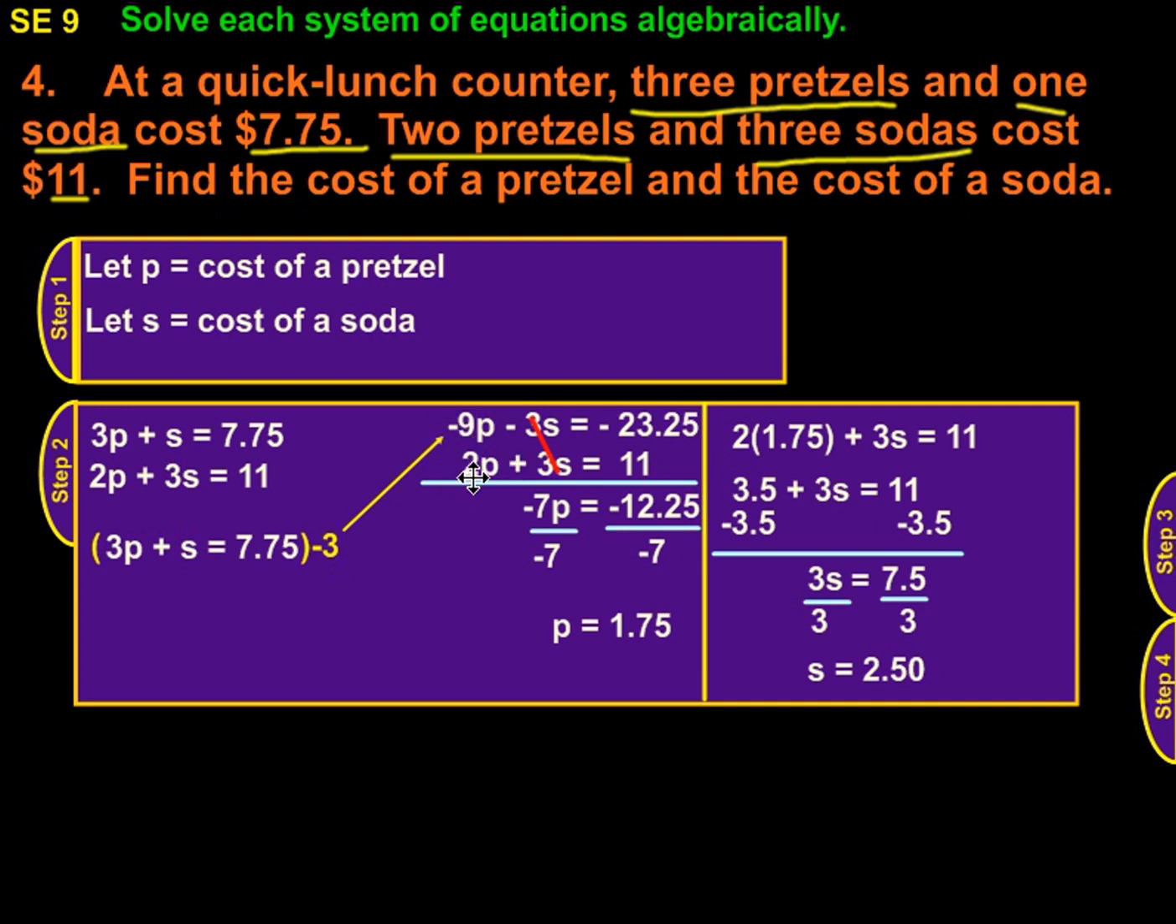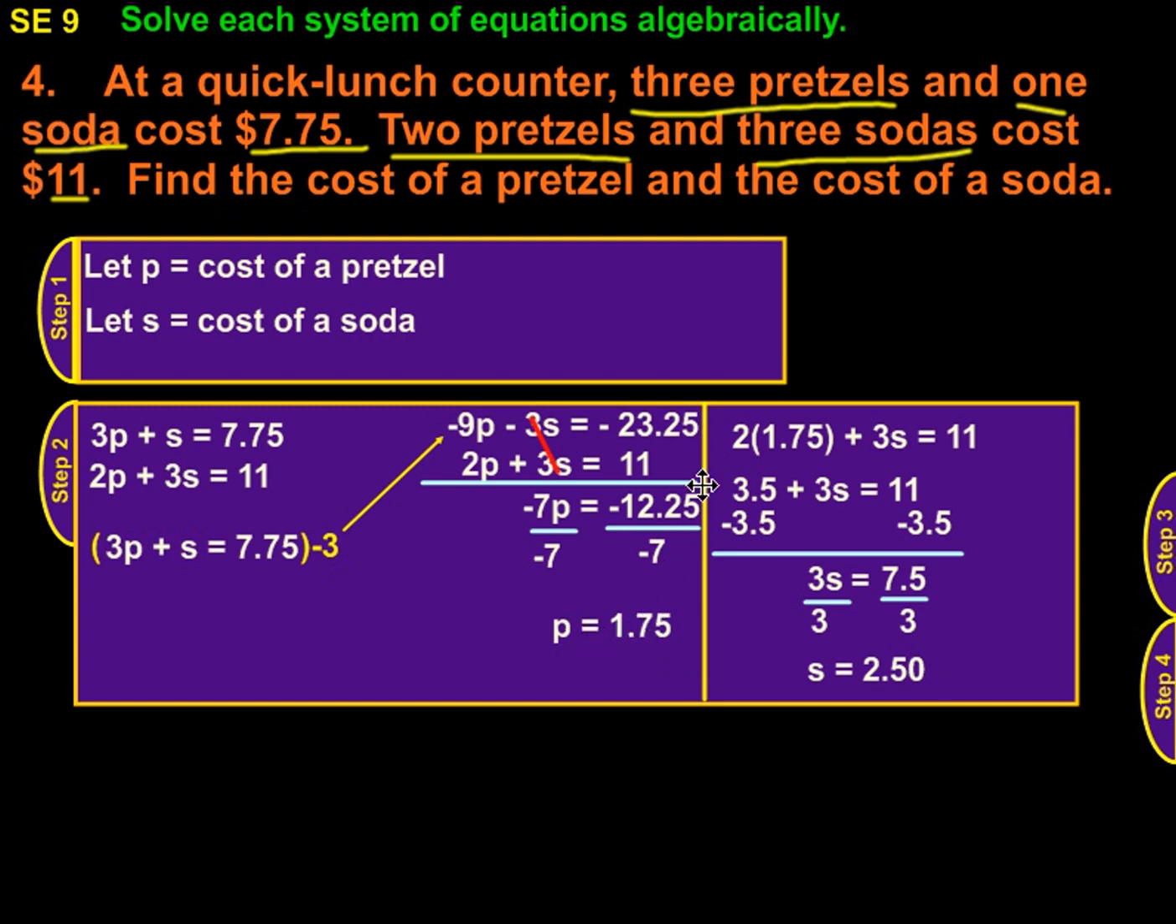The negative 9p plus 2p gives me negative 7p. Negative 3s, positive 3s cancel out. And negative 23.25 and 11 is going to give me negative 12.25. I divide by negative 7 on both sides, and that frees up the p, and it says it equals 1.75. So I now know the cost of a pretzel is $1.75.